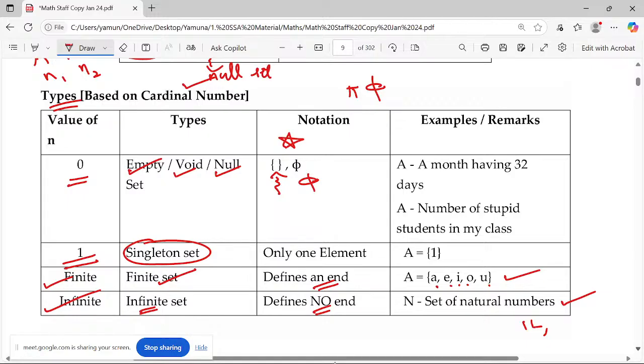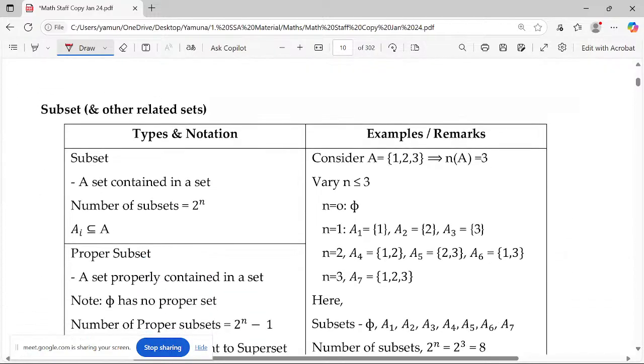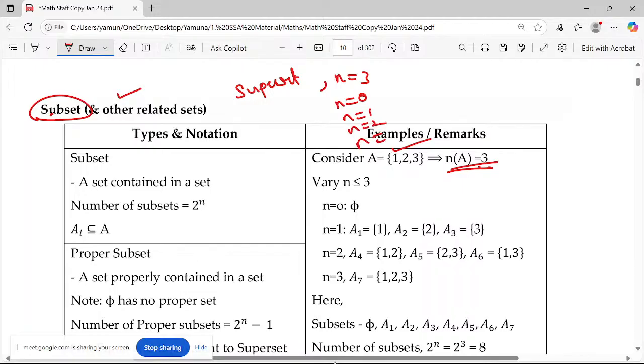Then continuing, subsets and other related sets will have a superset, and from that we vary the values of n. You remember, if n is equal to 3, we started here with this example. We take n is equal to 0, n is equal to 1, n is equal to 2, and n is equal to 3, so that we get different subsets. Usually, for all the subsets, we take n is equal to 0. So the default is the null set. Null set is a default subset for all sets.